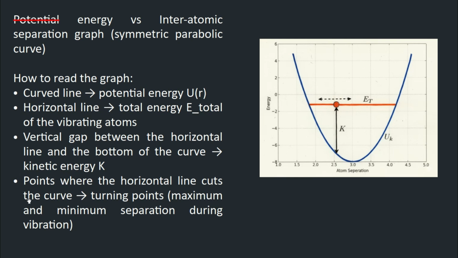The points where the horizontal line cuts the curve are the turning points, the maximum and minimum separation during the vibration. Okay, so this red line, wherever it meets the curved line, right? The potential energy and the total energy, wherever they meet, that's the extreme point the atom reaches. This is an important graph to understand. This will be used in the next graph also, not the same graph, but the concept. That will help you understand why on heating a material expands.